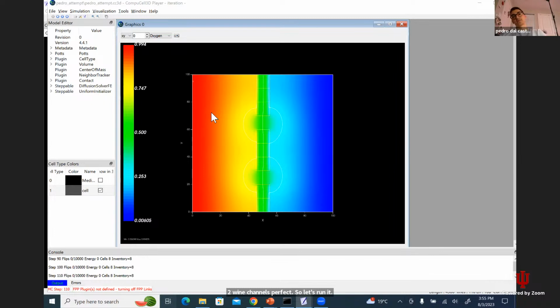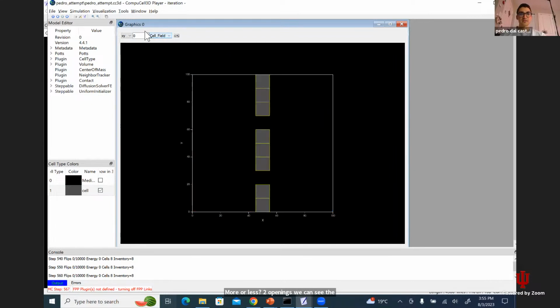Yes, Vincenzo, yes. So you can create cells, initialize cells in the steppables. It is possible, yes. And we will cover that in the second week in the advanced CompuCell. Yeah, so there we go. Two ion channels, more or less. Two openings. We can see the openings here.